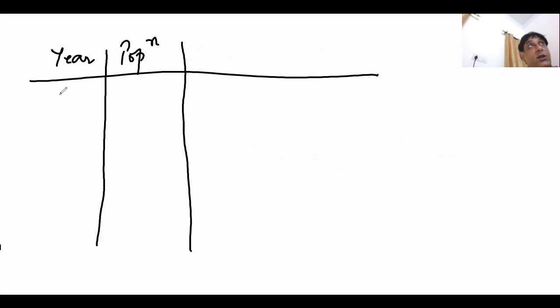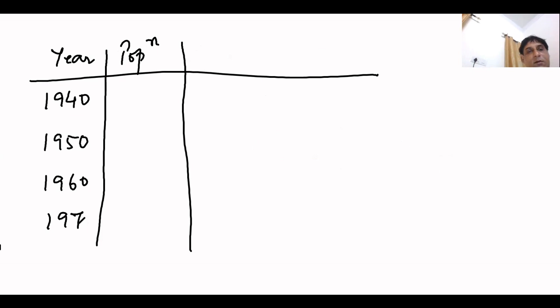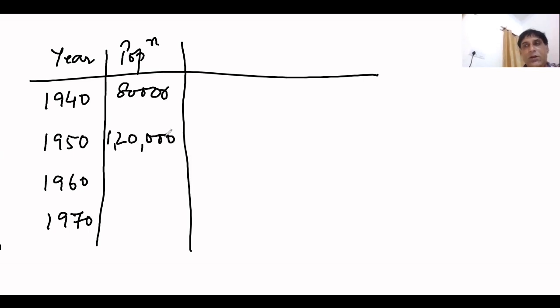Right. The years are 1940, 50, 70, right? The population was 80,000. The population was 1,20,000. The population was 1,68,000. And it was 228,000.